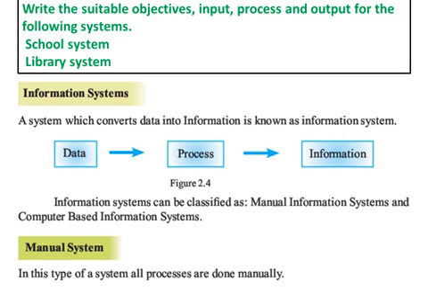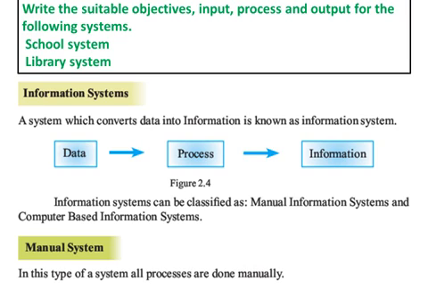Okay, let's see the meaning of information system. A system which converts data into information is known as an information system. Information systems can be classified into two categories. The first one is manual information system and the other one is computer-based information system.